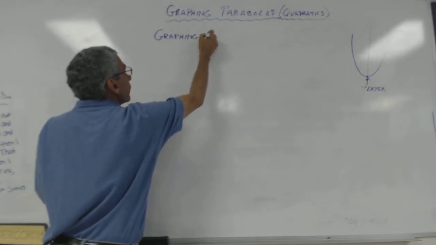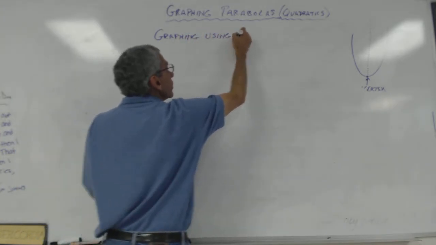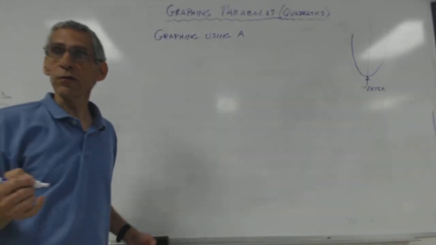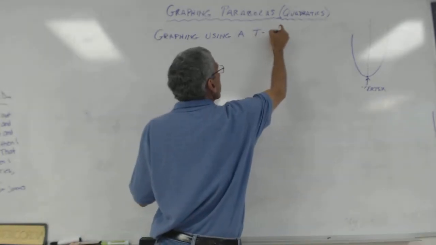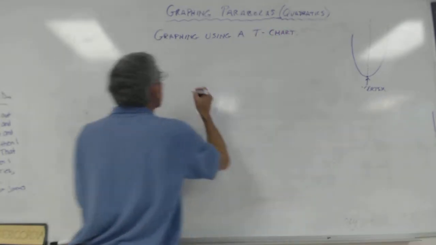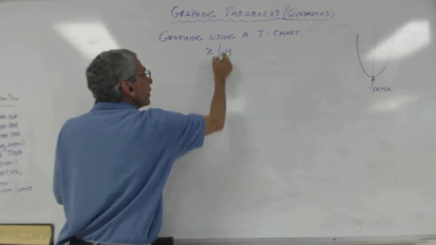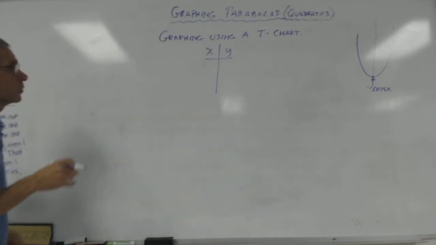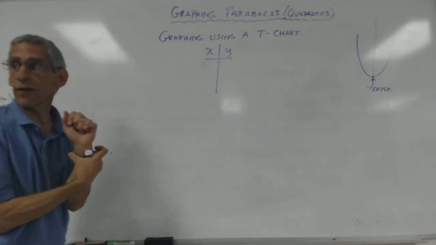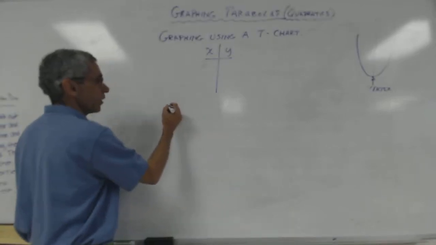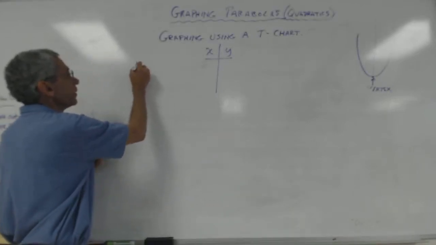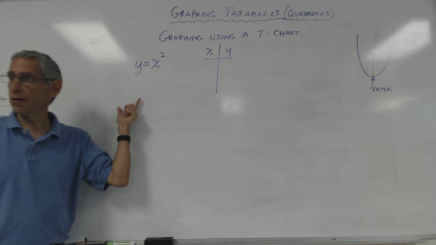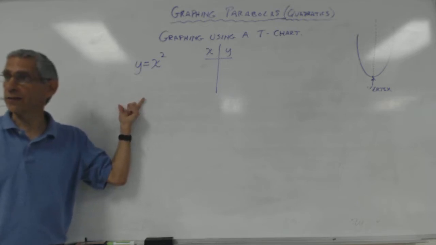This is a good way to begin: graphing something using a T-chart. Sebastian, you've used T-charts before, right? Do you know what a T-chart is? Where you have an x and you have a y, and it has a T, like you've got this big T. Okay, so this will be good for you because it's a great way of graphing. Now let's say I wanted to graph y equals x squared. That is about as basic of an equation for quadratics as you can get.